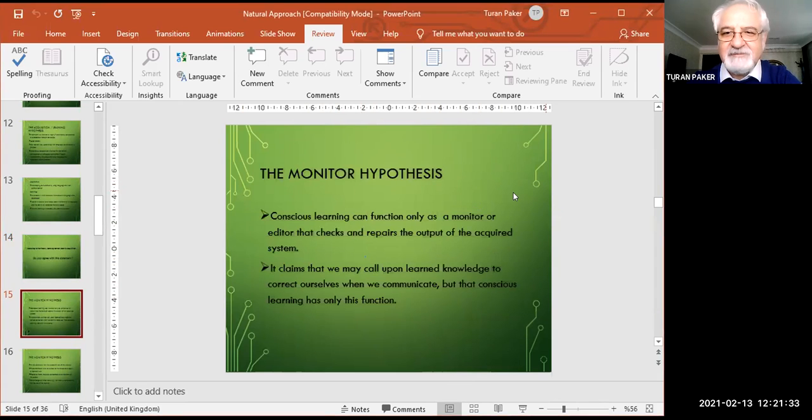The monitor hypothesis is the second one. Conscious learning can function only as a monitor or editor that checks and repairs the output of the acquired system. That's right. We monitor ourselves. For example, when you hear me speaking English, I may have different pronunciations compared to native speakers that you have heard. But I'm a Turkish person and my pronunciation will sound Turkish. It's inevitable. Your pronunciation may have some elements of Arabic. That is normal. I don't even want to sound British or American, because the way I sound is my identity. Do you agree with me?